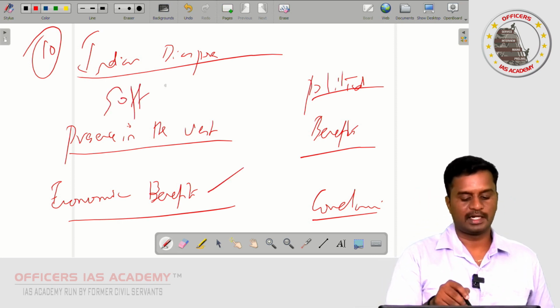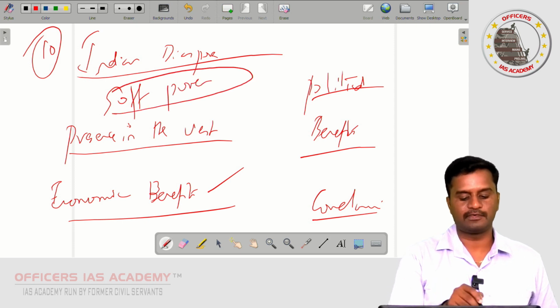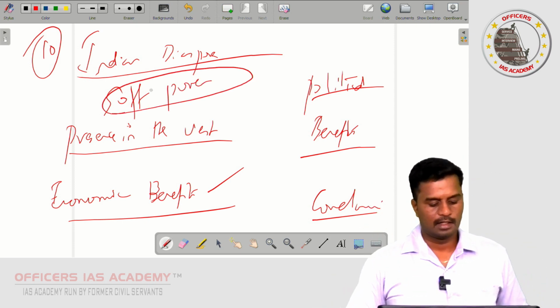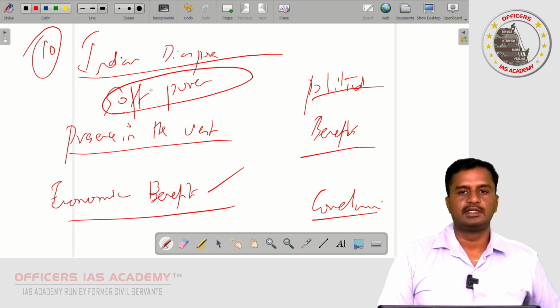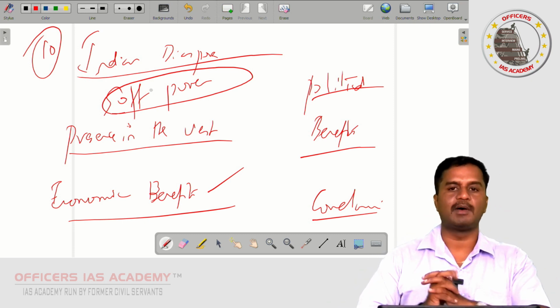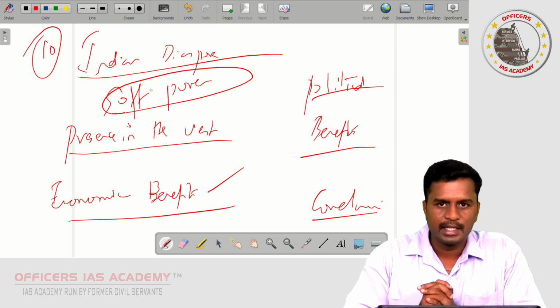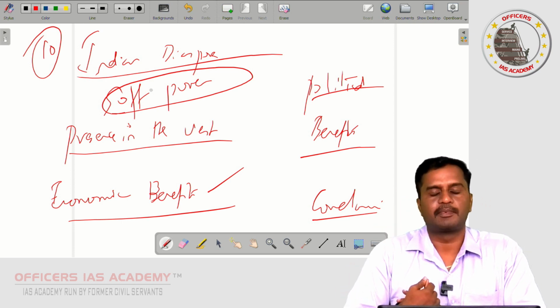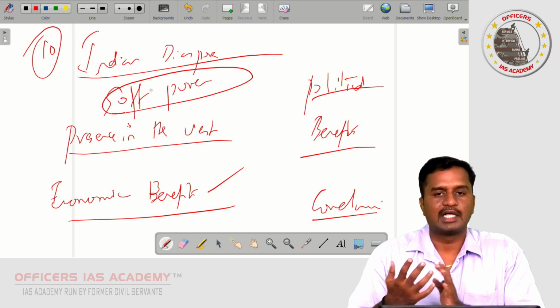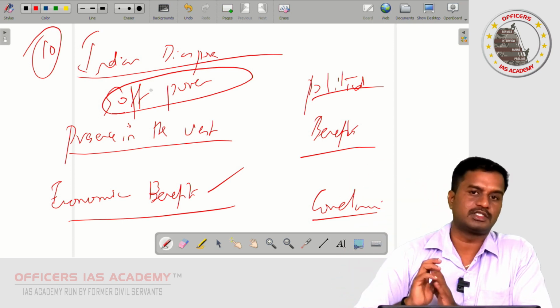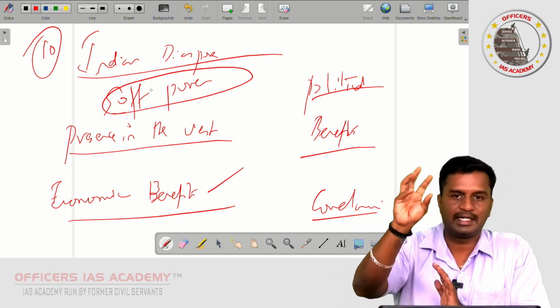Don't forget to mention in the introduction that diaspora itself is a form of soft power. Economic benefits: the major economic benefits come in the form of remittance and investment. Remittance is part of the income sent by Indians back to India. The process is called repatriation. As of now, we receive nearly $100 billion through remittance, approximately, a rough figure.